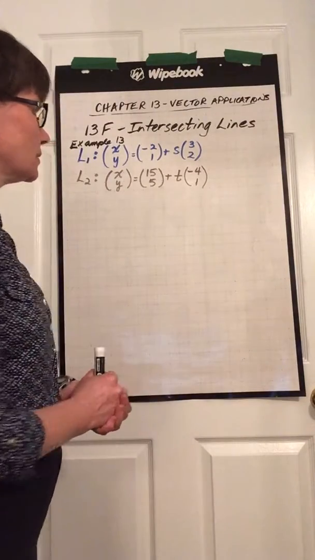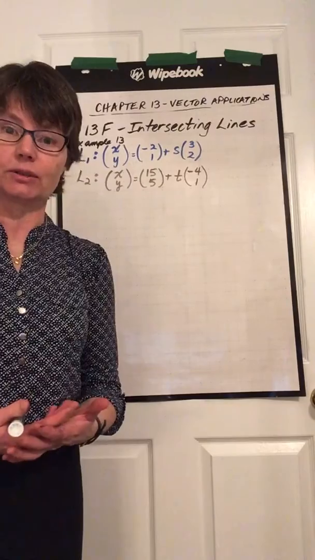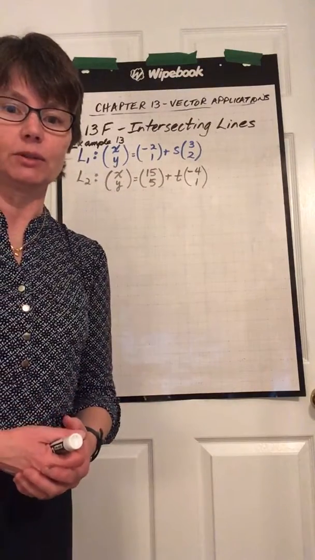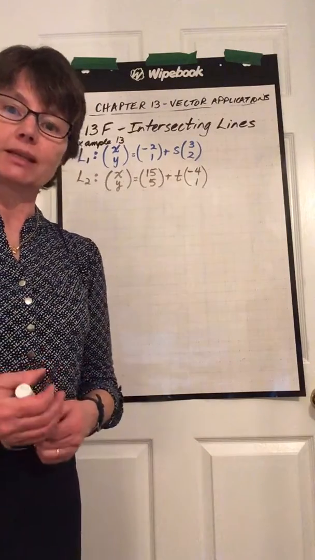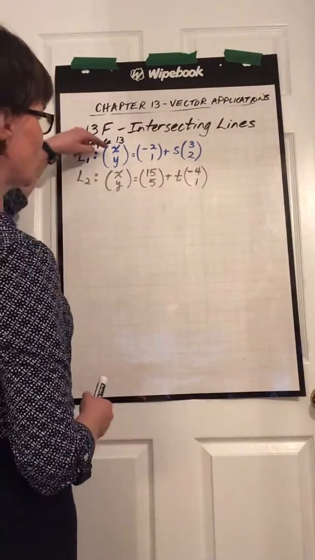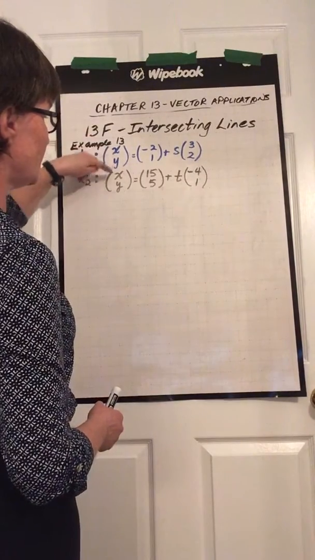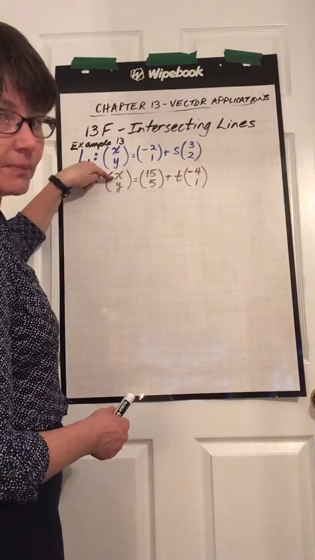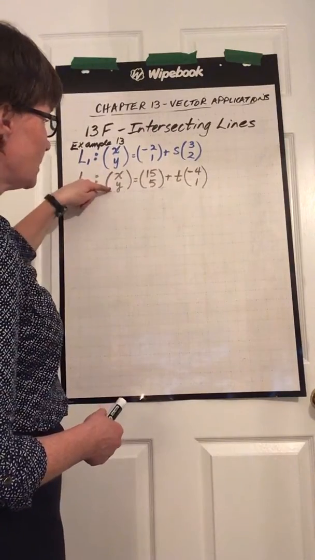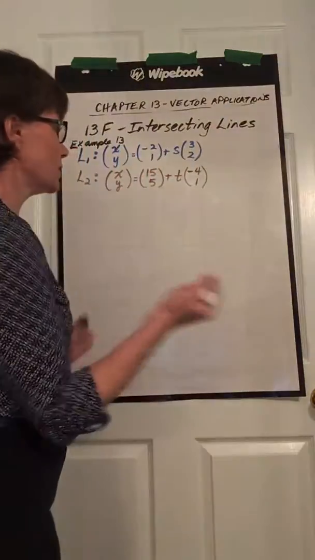Okay, well, they're going to intersect when the x-coordinates are equal to each other and when the y-coordinates are equal to each other. Therefore, it would make sense that the point of intersection will happen when this x-coordinate and this x-coordinate are the same. Also, when this y-coordinate and this y-coordinate are the same. So therefore we're going to equate those.